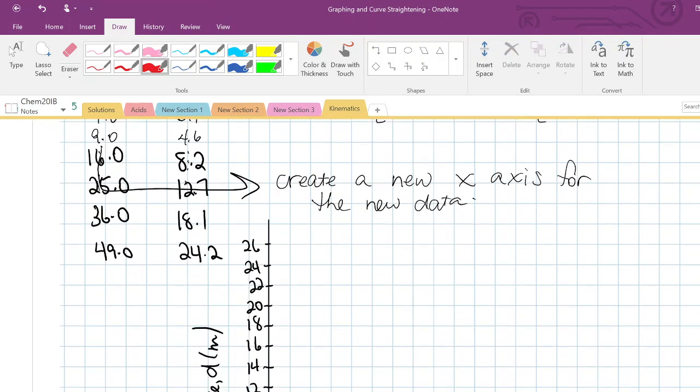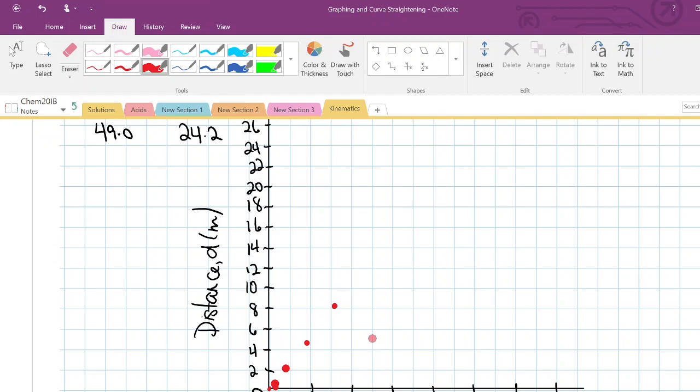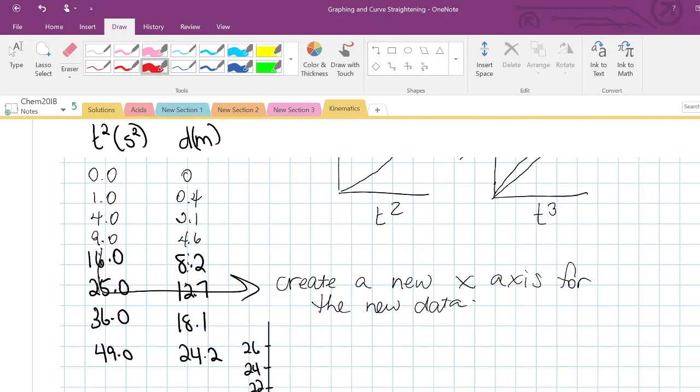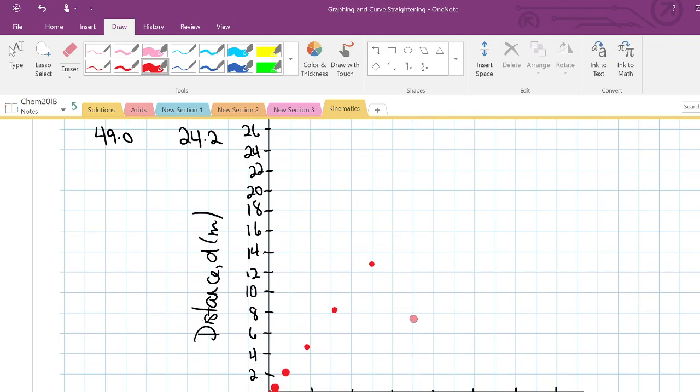And then 25 and 12.7. So 25 is right on that line, and 12.7 will be right around the quarter mark as well. 36 and 18.1. So 36 is just slightly off of that middle line, and 18.1 will be just slightly off of the 18 axes, and then 49 and 24.2.